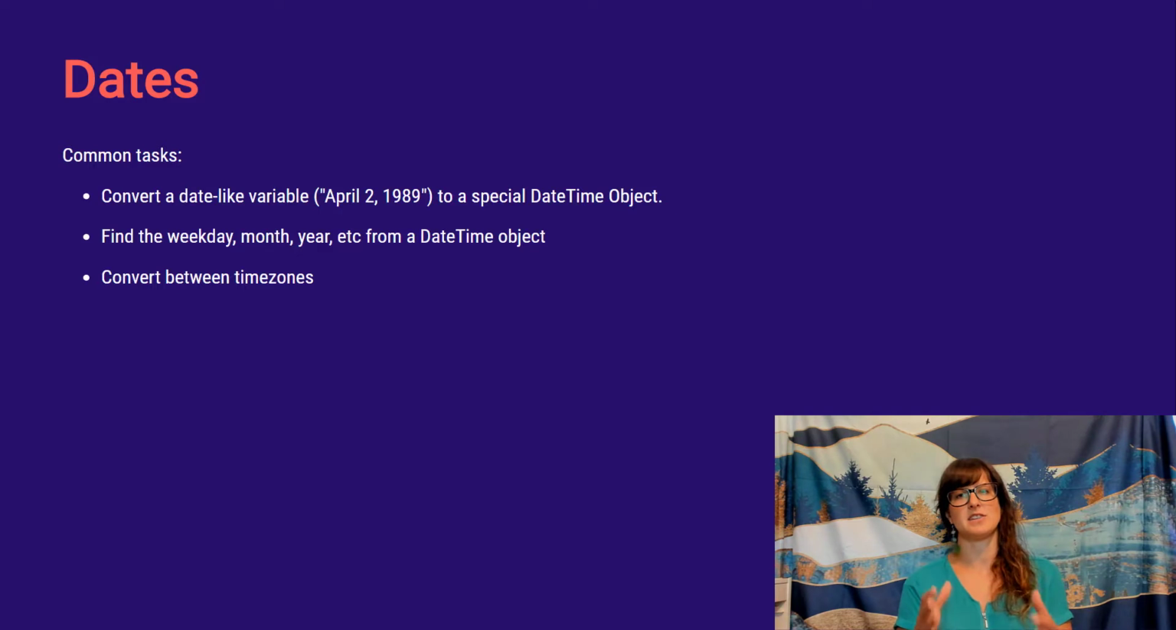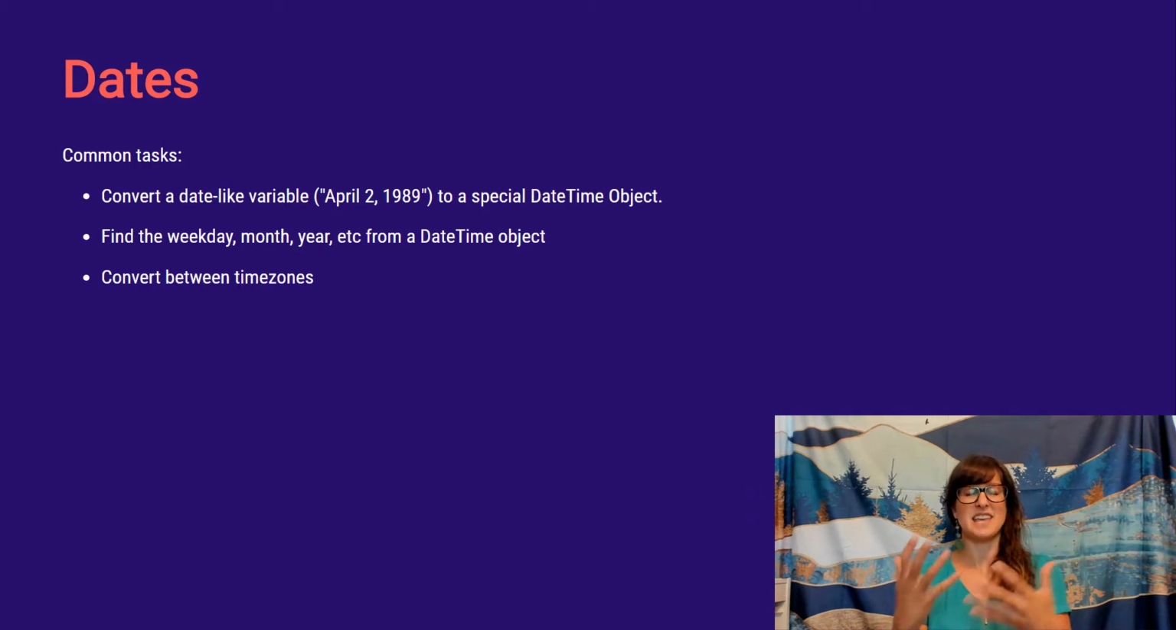So some common things you might like to do with dates. Well, you might have in your data set a variable that you know as a human to be dates. But to R, something like April 2nd, 1989, just looks like a string. It just looks like characters. But you might want to let R understand that in fact this is a DateTime object. This thing is a date, not just a word.